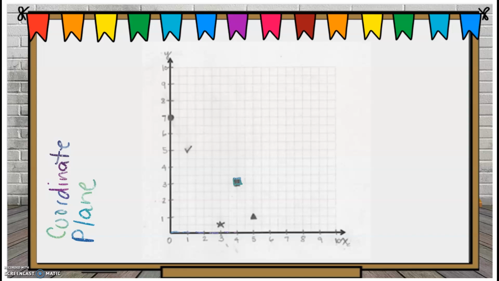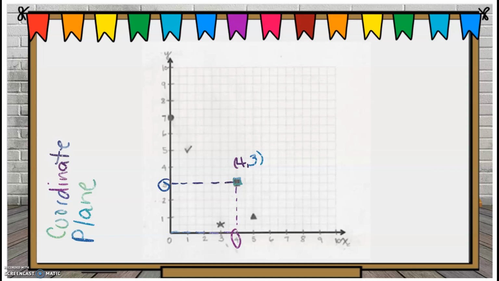So I know that this dotted line lines up with the 4. So my coordinate pair starts out with a 4. And then my square also lines up with this 3. So my y-coordinate is the 3.